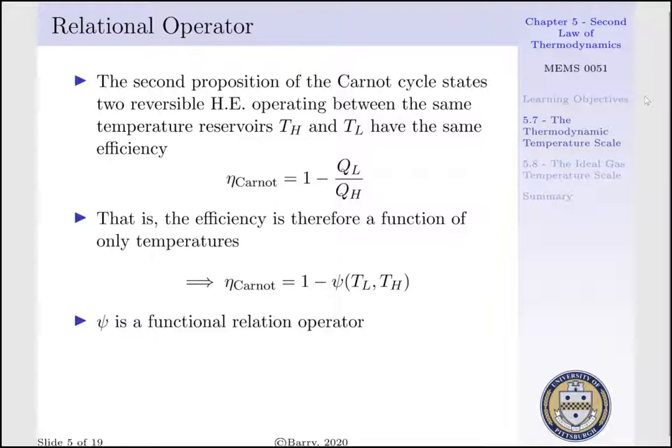And recall the efficiency of a Carnot heat engine is our power output per heat input, QH minus QL per QH, or 1 minus the quantity QL per QH. That is, the efficiency is going to be a function of temperature, since our heat engine is operating between a high and low temperature reservoir. That is, we can say the efficiency of our Carnot cycle is equal to 1 minus psi, which is a function of TL and TH, where psi is a functional relation operator.